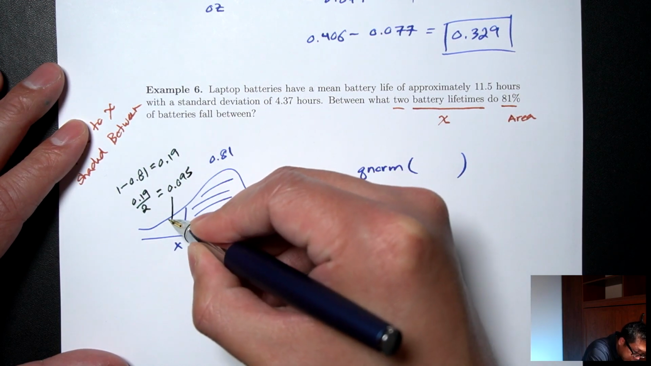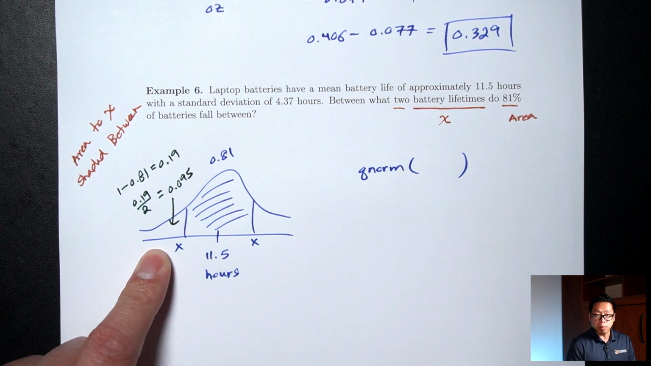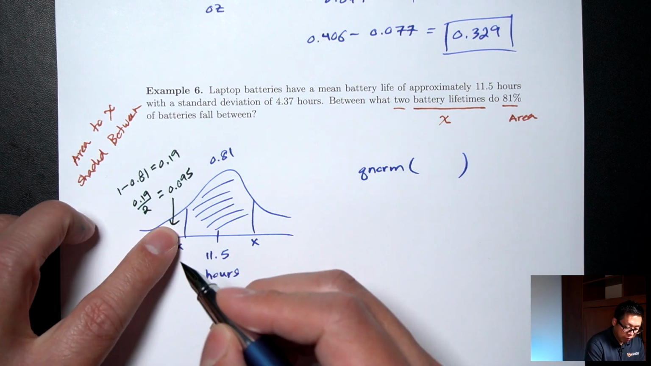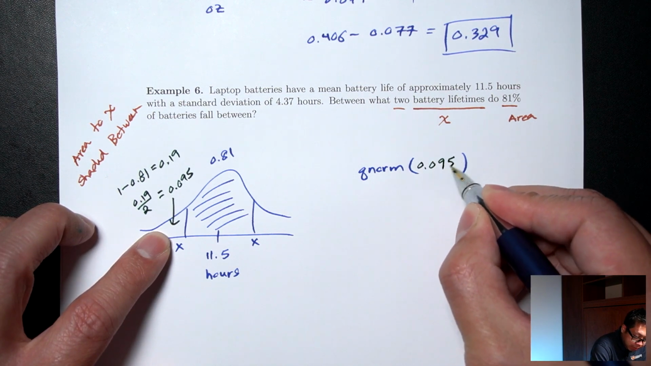Okay, that's just this left white part, which is what I want to plug into qnorm. So qnorm, you're always going to plug in the left area of your picture. So the left area, this left white one, is 0.095.